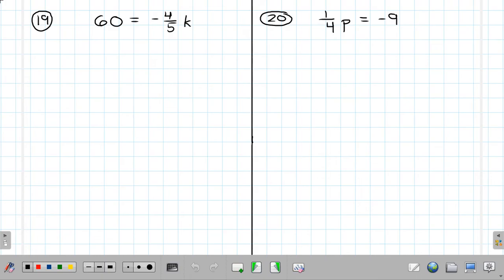Number 19, 60 is equal to negative 4/5 k. Well, this is multiplying times negative 4/5, so we don't need to divide by negative 4/5, but that just means we need to multiply by negative 5/4.